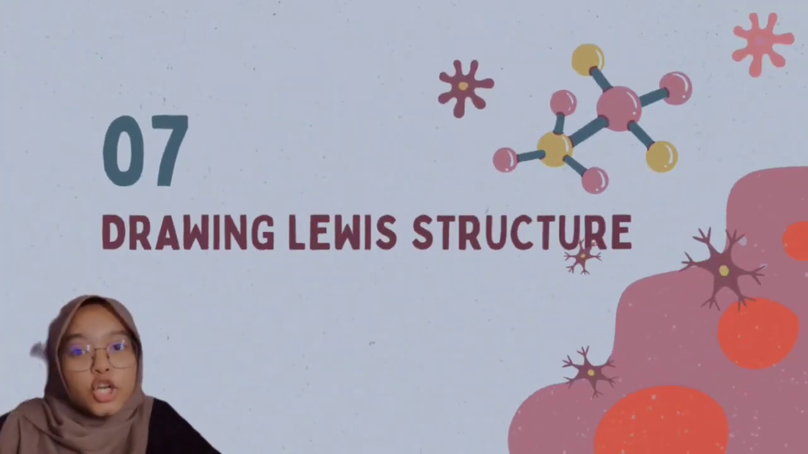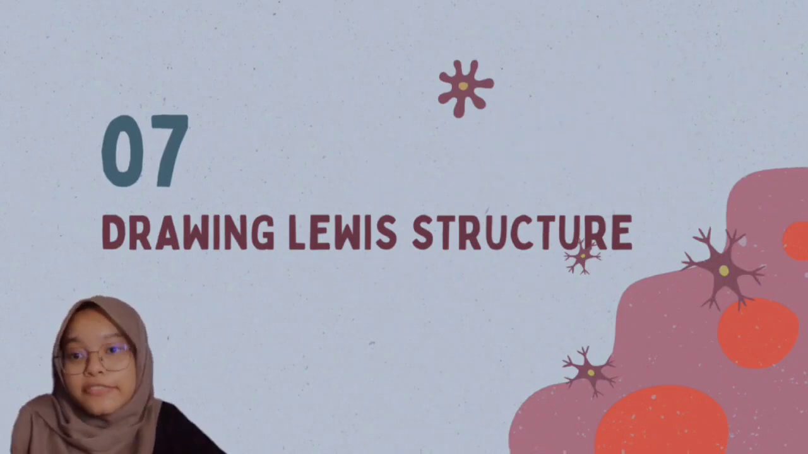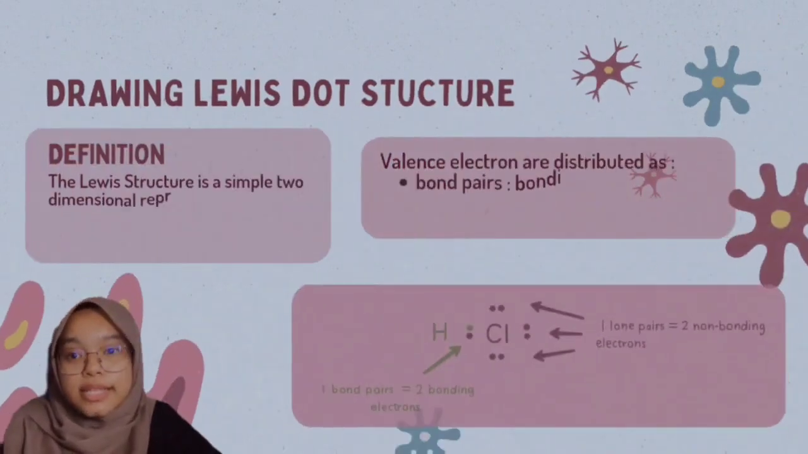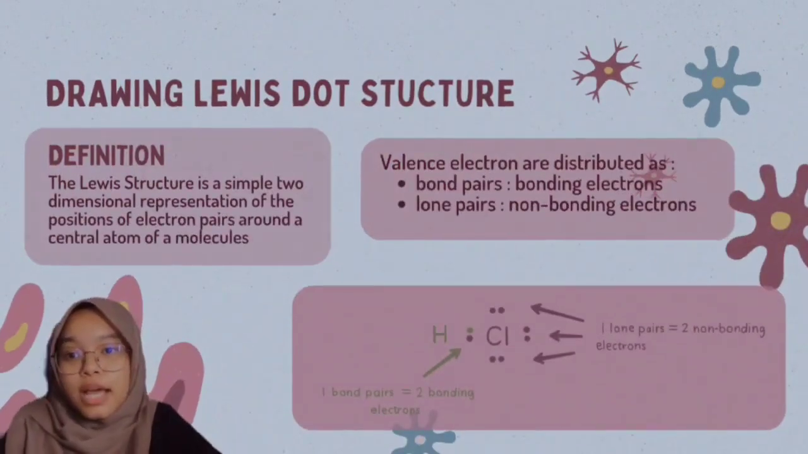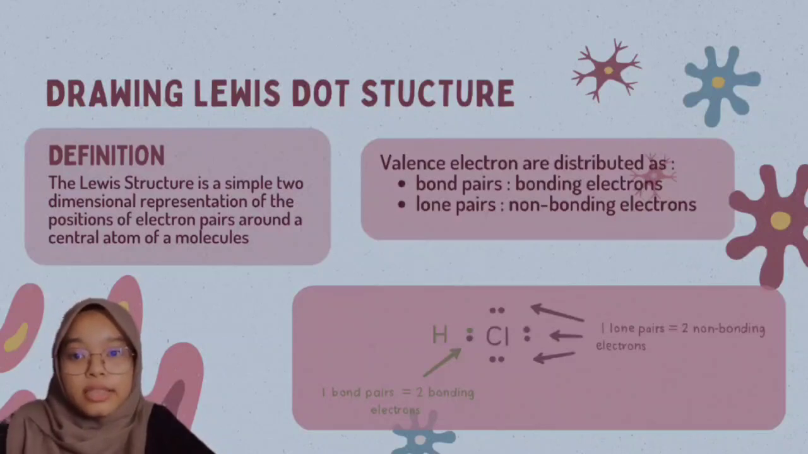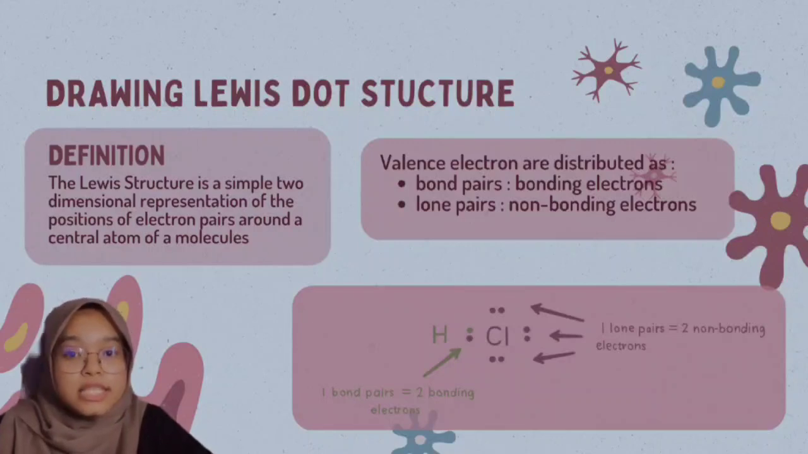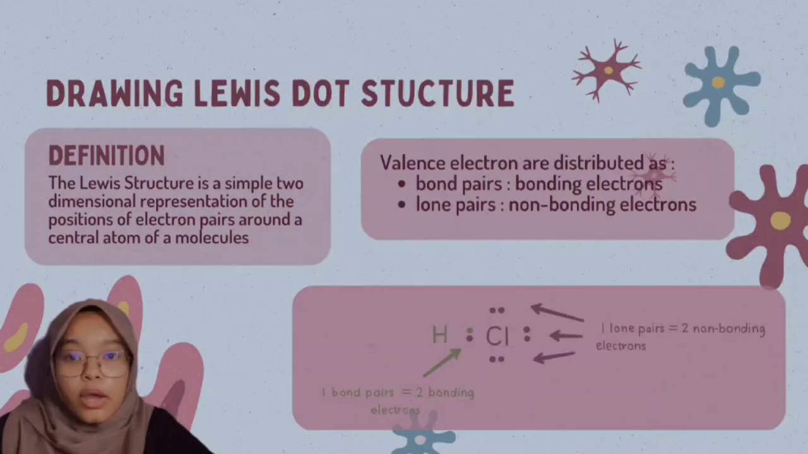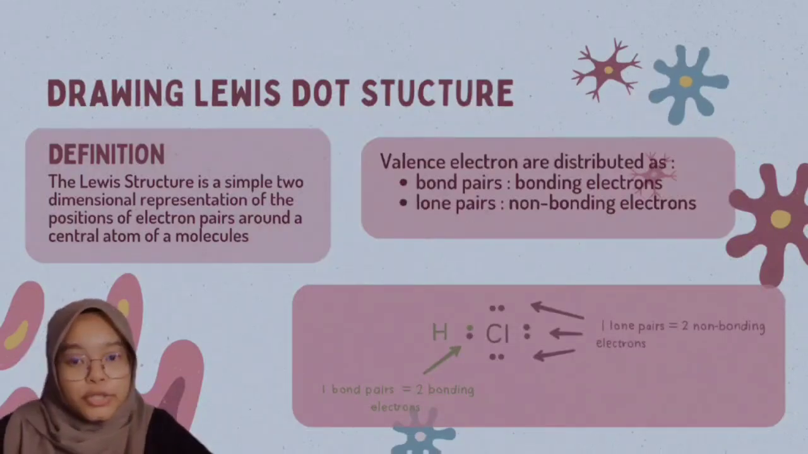Last but not least, drawing Lewis dot structure. Definition. The Lewis structure is a simple two-dimensional representation of the position of electron pairs around a central atom of a molecule. Valence electrons are distributed, which is bond pairs, bonding electron, and lone pair, which is non-bonding electron.